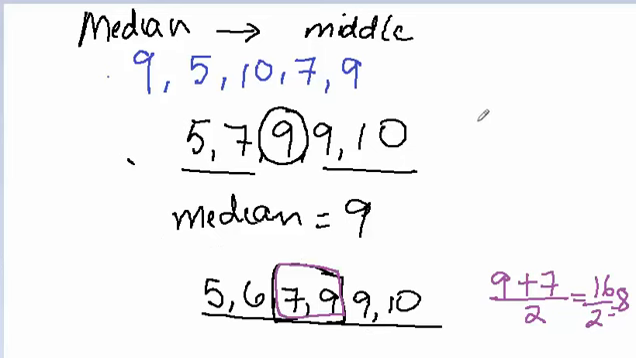So if you have an odd number of numbers, you just take the middle number. If it's an even number, you take the 2 middle numbers, get the average, and that gives you the median of even numbers.